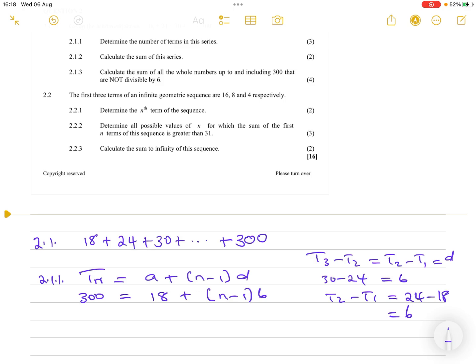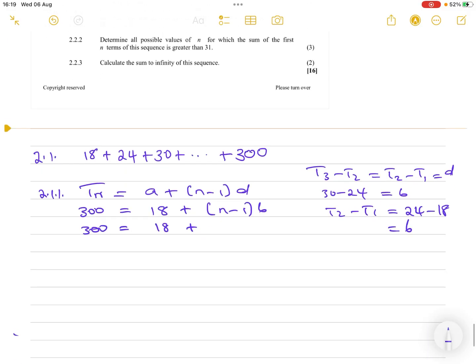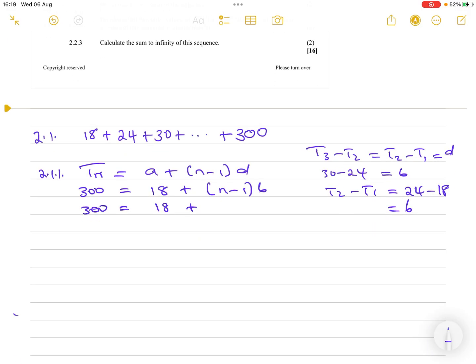So here instead of d, we write 6. So 300 is equal to what? 18 plus, you have to use the method of brackets: n times 6 is 6n, minus 1 times 6 is minus 6. So now I have 300 is equal to 18 minus 6, which is 12, plus 6n, and then I take this one to the other side. I have 300 minus 12, which is equal to 6n.